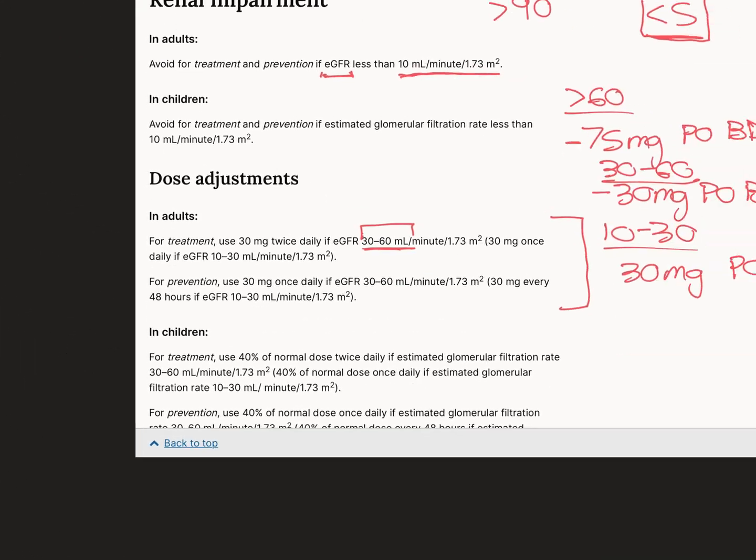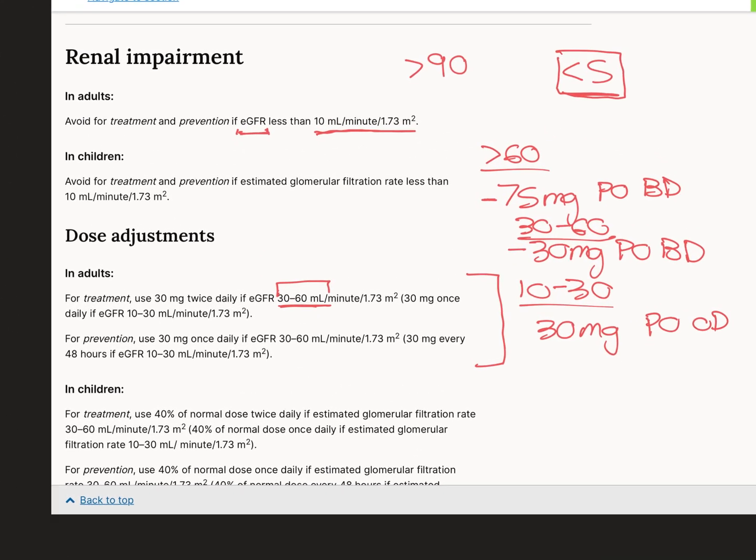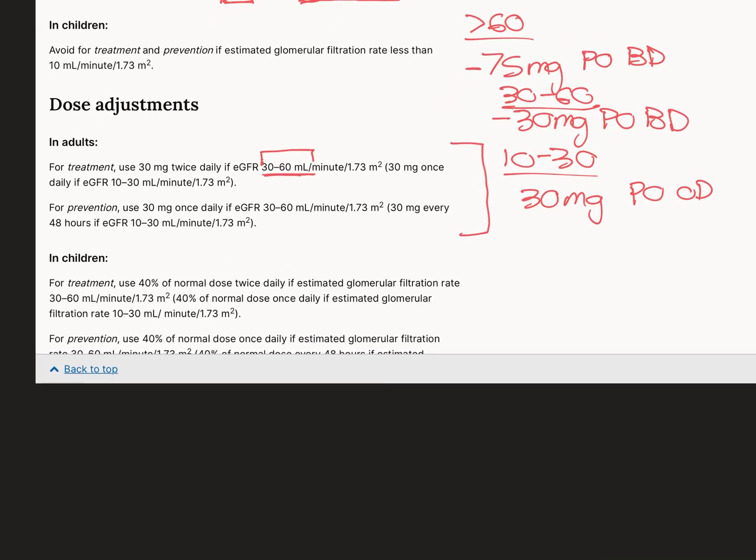If we go back over here, it tells us how to alter that for the lower eGFRs. So here, use 30 milligrams once a day if eGFR is 30 to 60. So it goes down to 30 milligrams, and then we just change this to once daily. So this has been changed to once daily for prevention. This also gets changed to once daily for prevention. And then this is already once daily, so this becomes every other day. So change that to alternate days. So the dose is basically halved for prevention. And again, you avoid it if eGFR is less than 10.